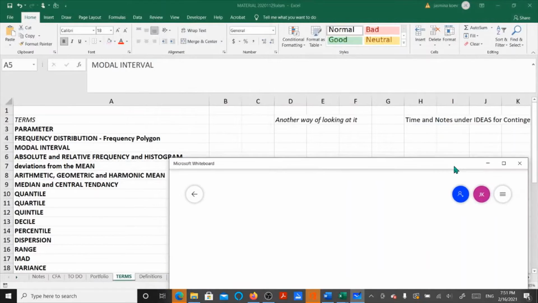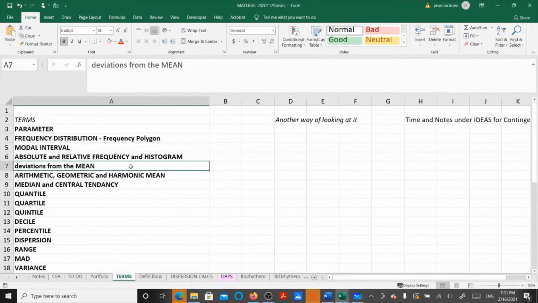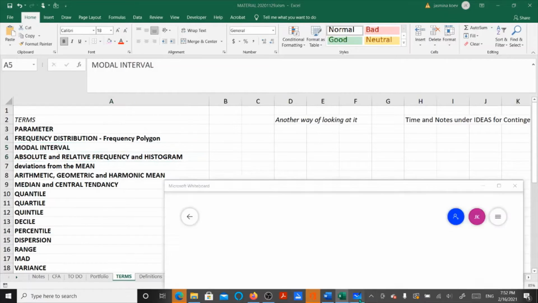Okay, so moving on, carrying on from part 1 to part 2 with the refresher video series. There's a couple of things that I wanted to touch on, which was modal interval. I skipped that one.